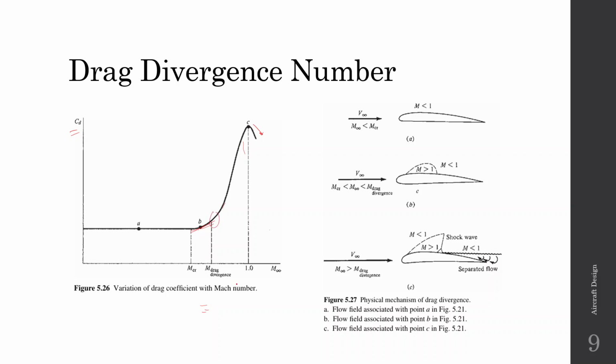This point is called the drag divergence Mach number. It is the point from where the drag rises very sharply. Essentially, if you fly below the drag divergence number, then the drag is not very dependent on the Mach number, and the drag is constant. And the drag is very low also.